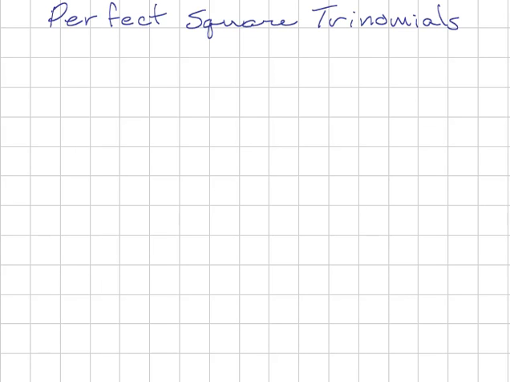The other kind of special trinomial that's easy to factor, I guess, is the perfect square trinomial. Easy to factor, just a little bit more involved in identifying though. So here's an example of one.